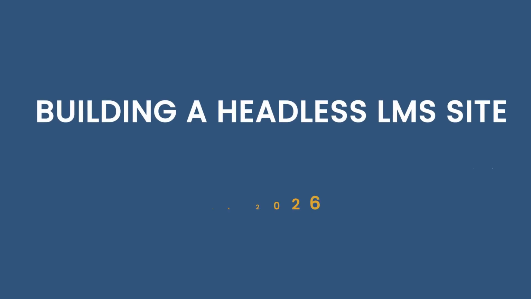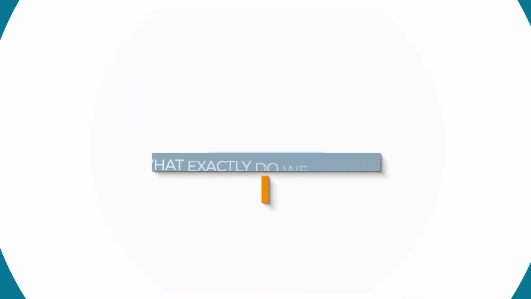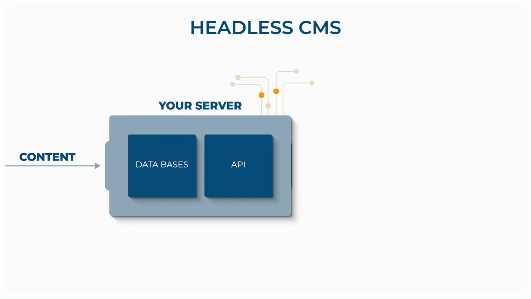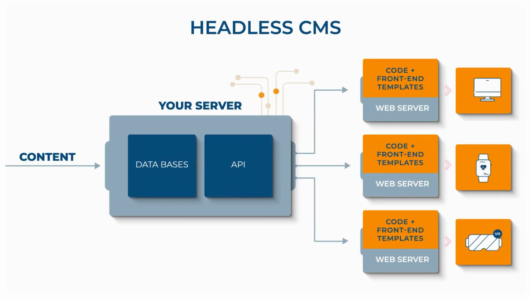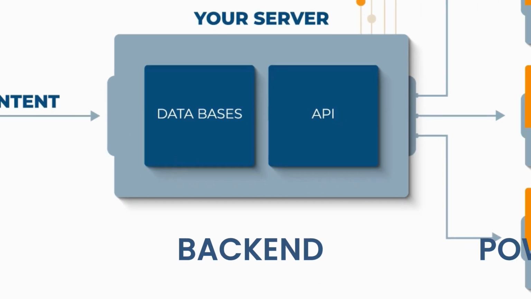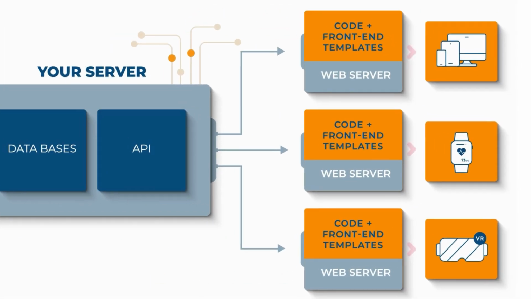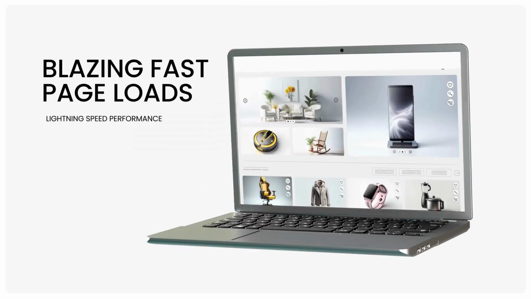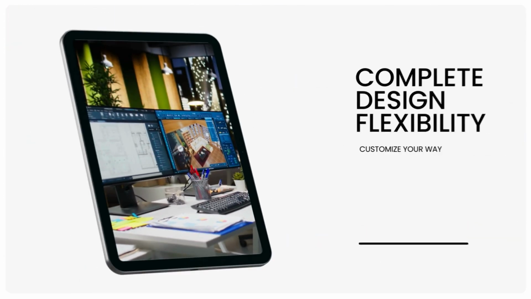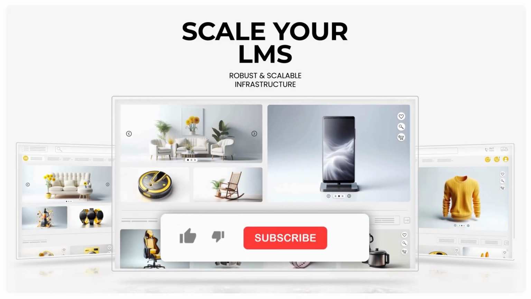Today's video is about building a headless LMS site with React plus WordPress in 2026. So, what exactly do we mean by a headless LearnDash site? Content flows into your server, where everything is managed through databases and APIs. This is your backend, powered by WordPress and LearnDash. Then, the API distributes it to multiple front ends. The result? Blazing fast page loads, complete design flexibility, and scaling your LMS like a full-fledged web application.